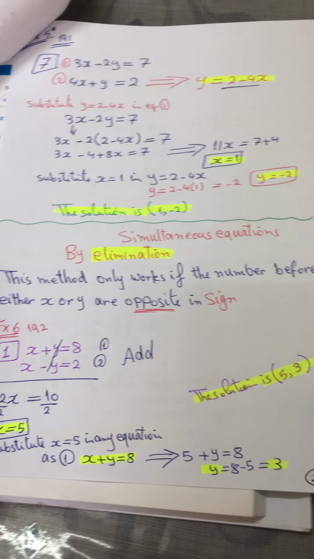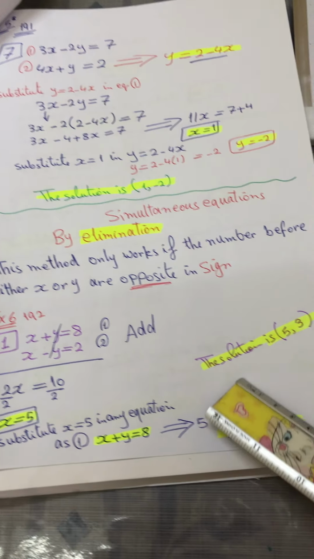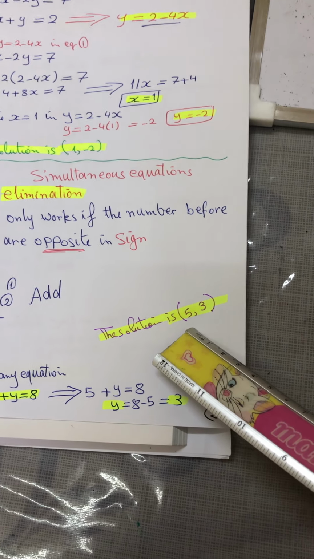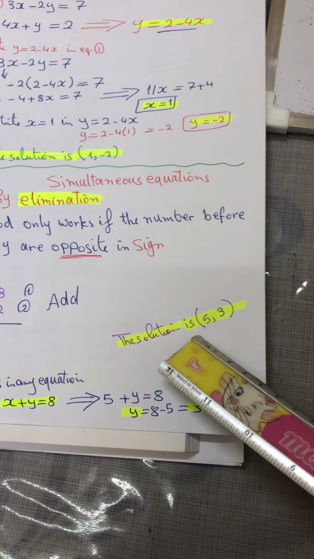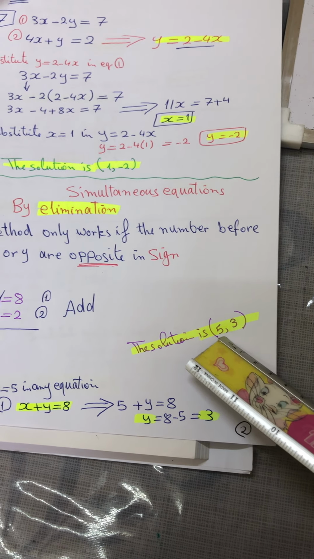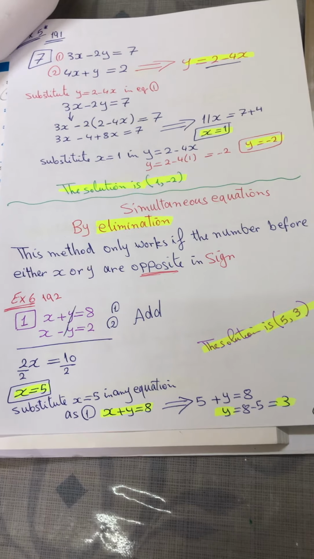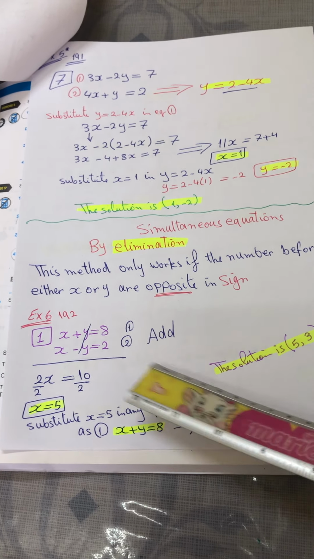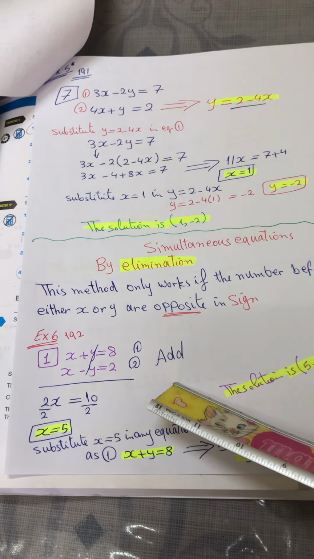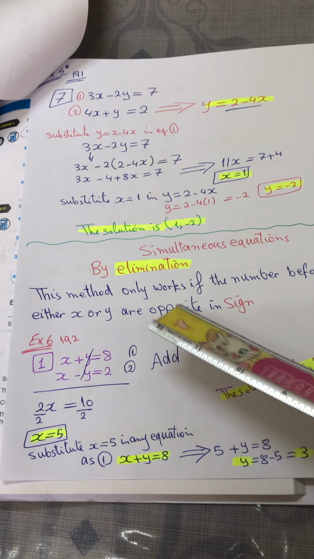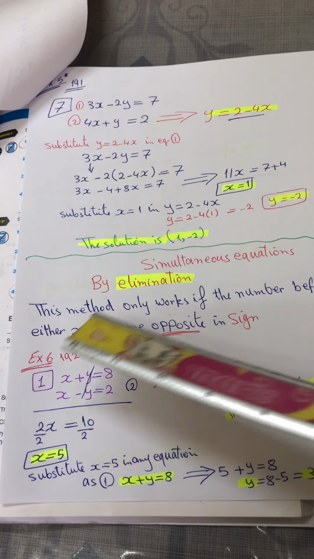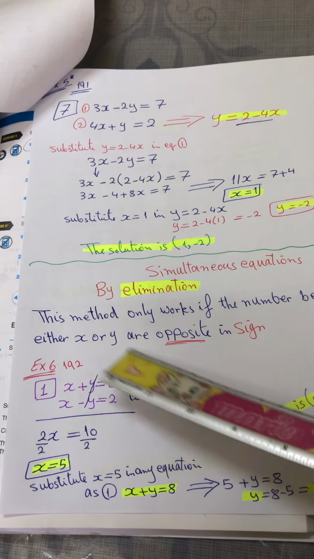And then I have a point. The solution is x is positive 5 and y is positive 3. So like this. This is the elimination method, and we use the elimination if we have opposite sign for x or for y.